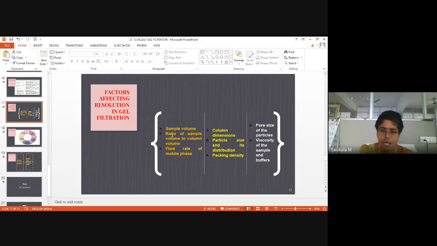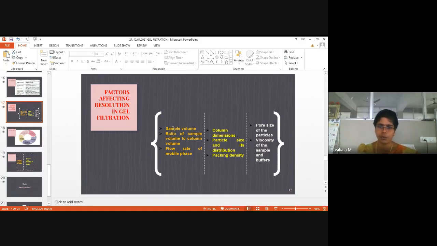Sample volume, ratio of sample volume to column volume, then flow rate of mobile phase, column dimension, particle size and its distribution, packing density, pore size of the particles, viscosity of the sample and buffers. So these three are involved: sample, your stationary phase, and mobile phase. Based on these three things, the resolution will be affected. So you have to remember the different parameters on stationary phase, sample and mobile phase affecting it.